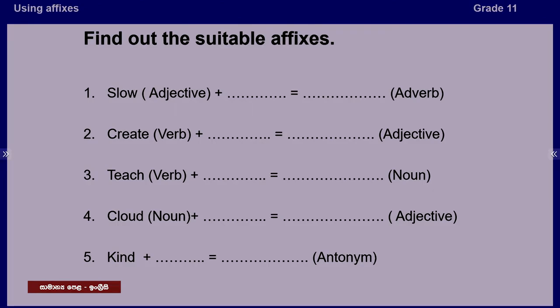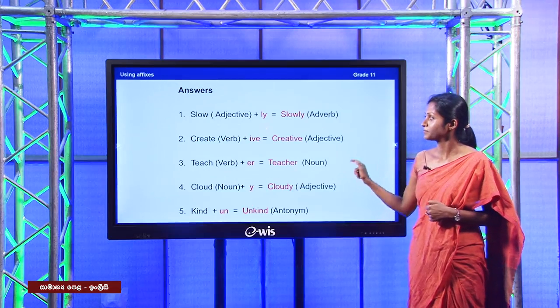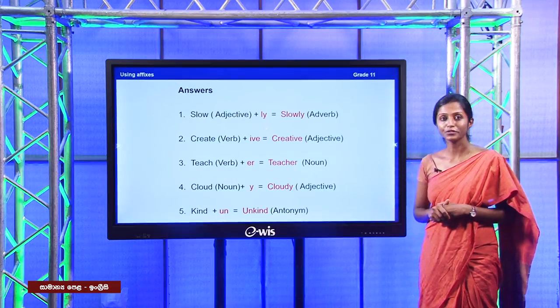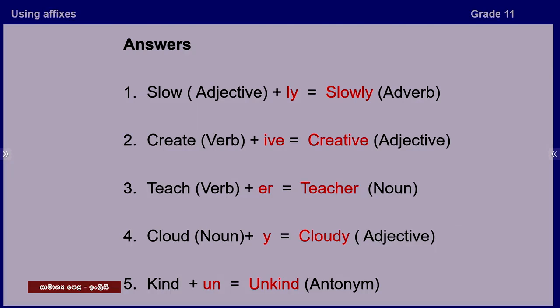I hope you have finished the activity by now. Shall we look into the answers? Yes. In the first one, in order to create the adverb of the word slow, we have to add ly, which is a suffix, and it becomes slowly, which is an adverb. In the second one, in order to create an adjective using the word create, we have to add ive, and it becomes creative, which is an adjective.